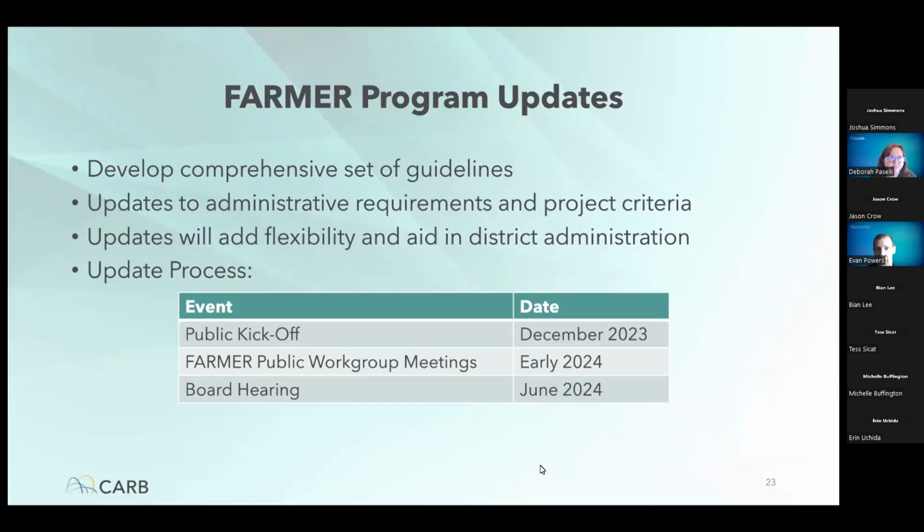Our tentative plan at this point is to conduct FARMER-specific work group meetings in early 2024, early next year, as the table in the slide suggests. And these are really to hash out details of the changes under consideration. And like Debbie mentioned earlier, ultimately this process will culminate in a presentation to CARB's board for consideration at the June 2024 board hearing. Next slide, please.